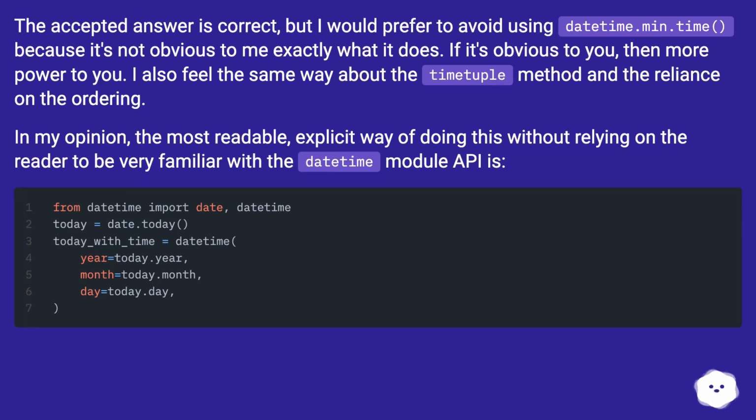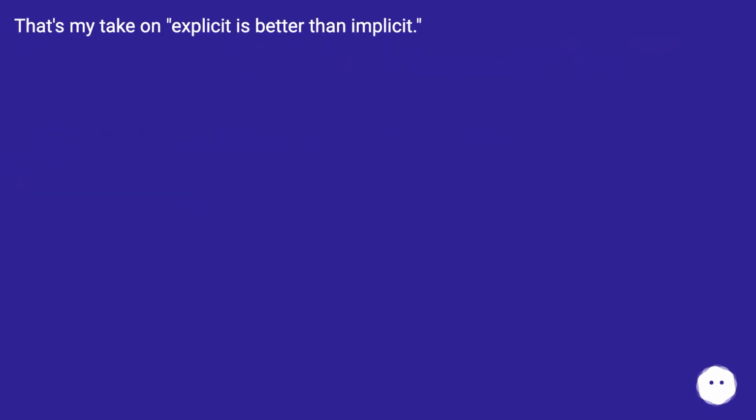In my opinion, the most readable, explicit way of doing this without relying on the reader to be very familiar with the datetime module APIs. That's my take on explicit is better than implicit.